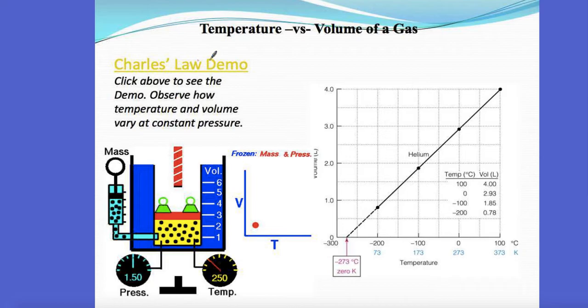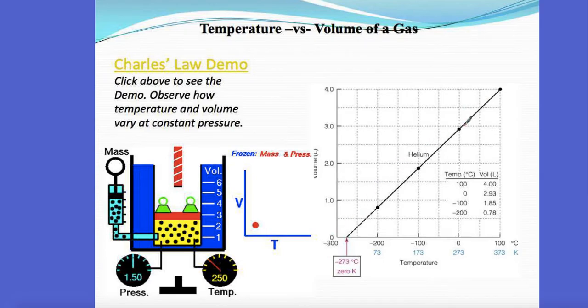All right, again, when you're in the PowerPoint itself, I would really suggest that you click on this demo of Charles's Law and view this little diagram because it has some animations to it and you could see how the graph is created as they use heat here to heat up the gas. Okay, and this is the graph that we come up with.